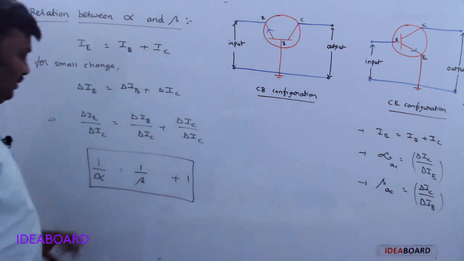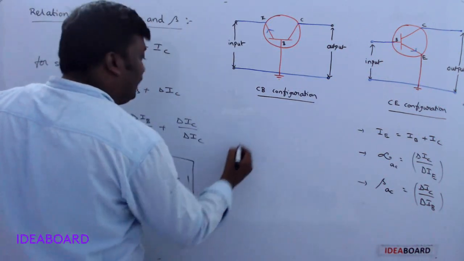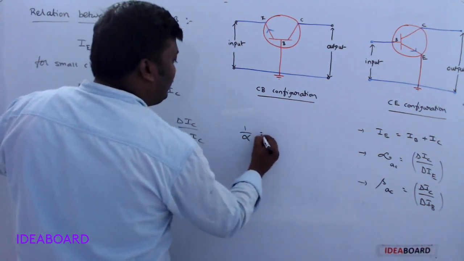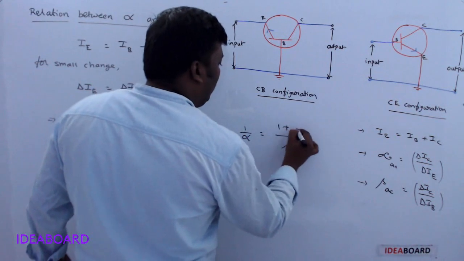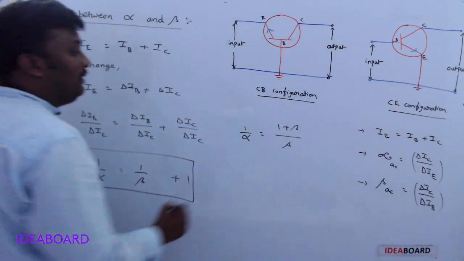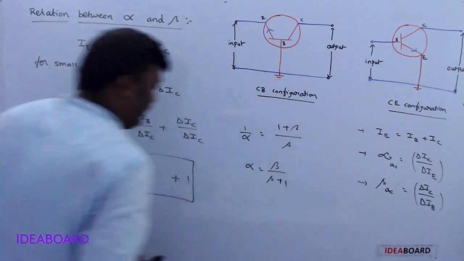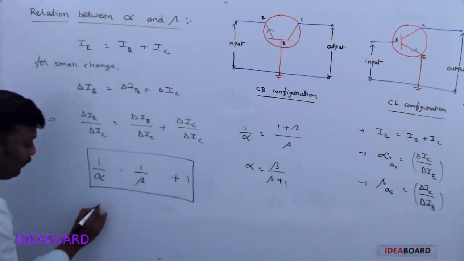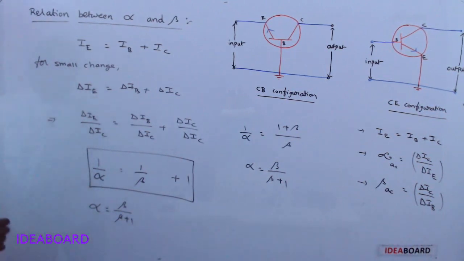Simply, if you want alpha, take the LCM here, then we get the value of alpha. So 1 by alpha is equal to, LCM is beta, so the numerator is 1 plus beta. Therefore, alpha value is beta by beta plus 1. So from this relation, what we got? Alpha value is beta by beta plus 1.